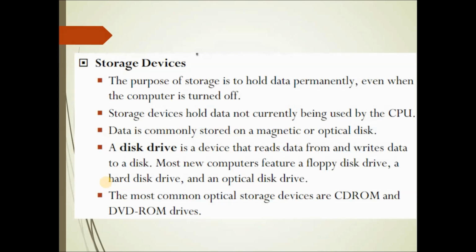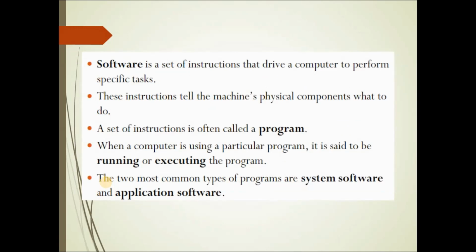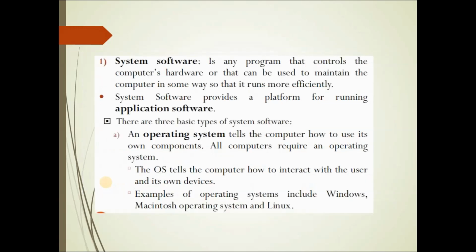Now see software. As we discussed, software is a set of instructions, a set of programs that drive a computer to perform specific tasks. The instructions tell the machine's physical components what to do. A set of instructions is often called a program. When a computer is using a particular program, it is said to be running or executing the program. The two most common types of software are system software and application software, and utility software is also there.